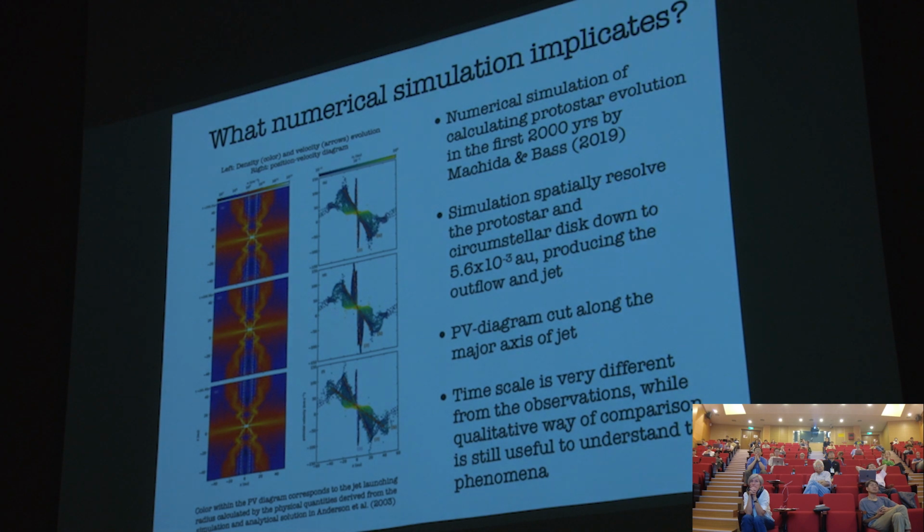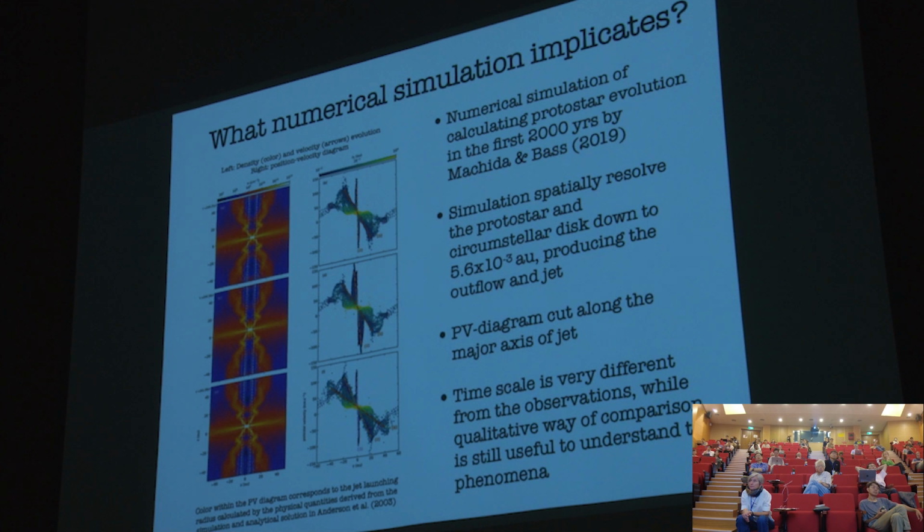To interpret this, we also compared the result with numerical calculations, based on Machida and Hosokawa's paper. We extracted the result from the simulation data. This simulation resolves very small size scales and produces the disk and outflow jet. We can see the outflow and some episodic mass ejection associated with the jet. We also created a position velocity diagram based on this data set.